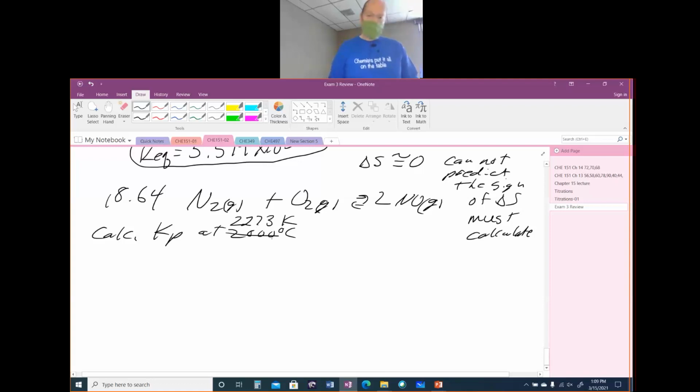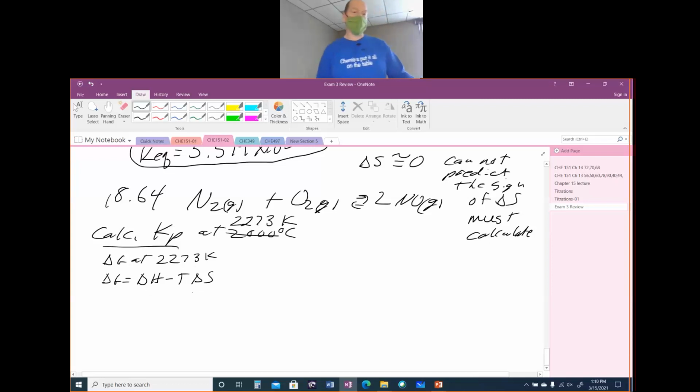All right, so in order to calculate Kp at this temperature, I have to calculate delta G at 2273 Kelvin. All right, which means I need to find that by taking the delta G is equal to your delta H minus T delta S. All right, I cannot do products minus reactants. That's only at 25 degrees Celsius. So I have to find my delta H, my delta S, calculate the delta G, and then to calculate Kp, I have my delta G is equal to negative RT ln KEQ.